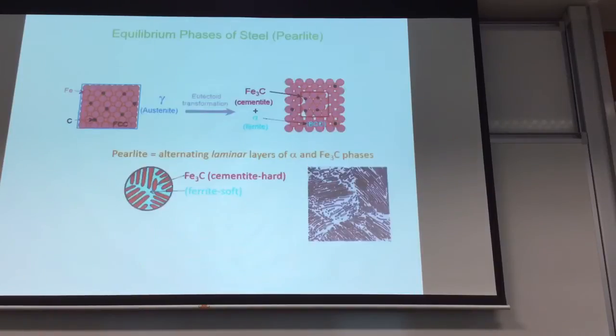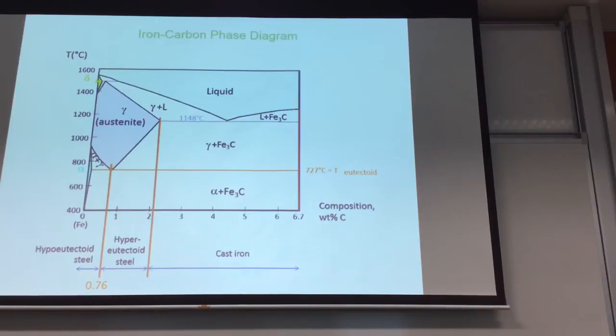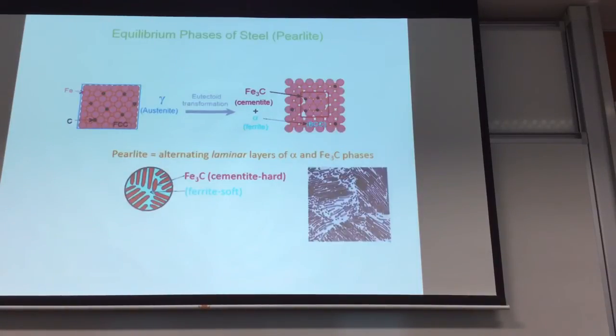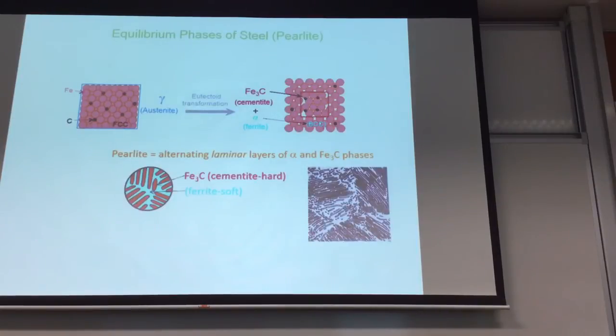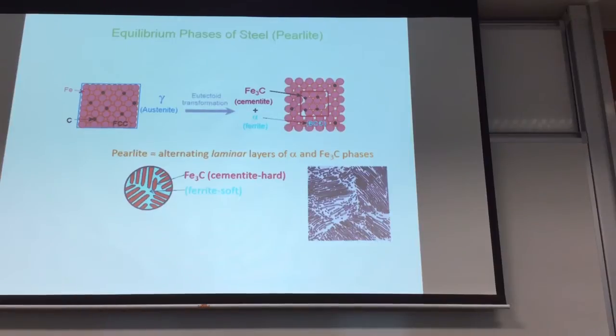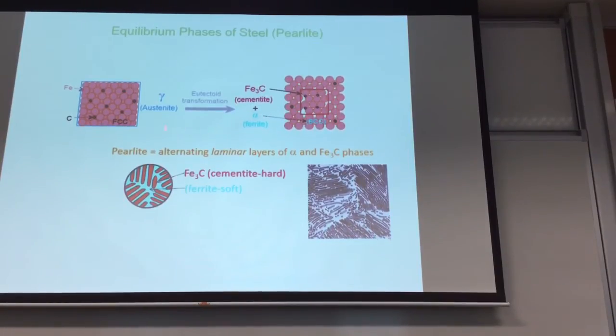So at this temperature, this is called the eutectoid temperature. This is where the transformation of your two phases to austenite, or vice versa, starts to happen. So let's say we heat up to the austenite region, and then we cool down. At that temperature, 727, what happens? Your austenite is transformed to two phases. One is your cementite, and the other is your ferrite.